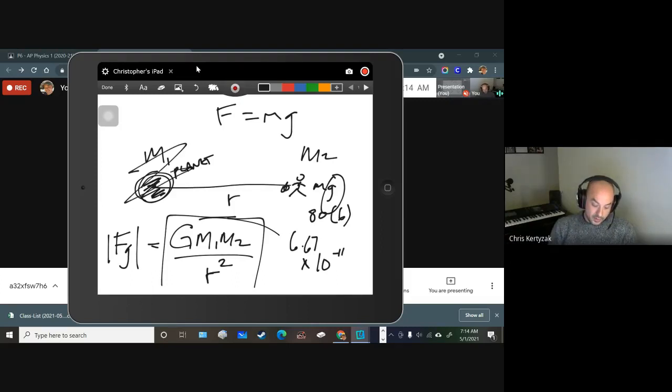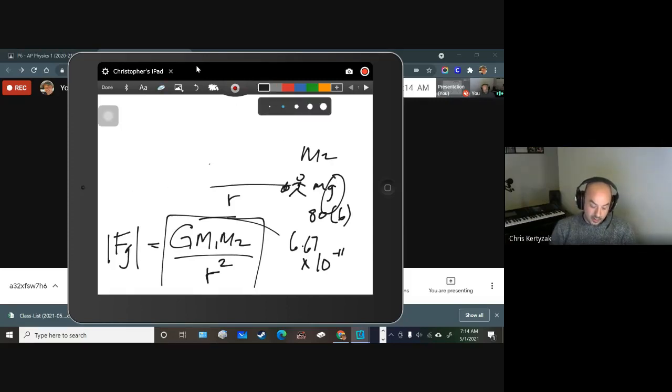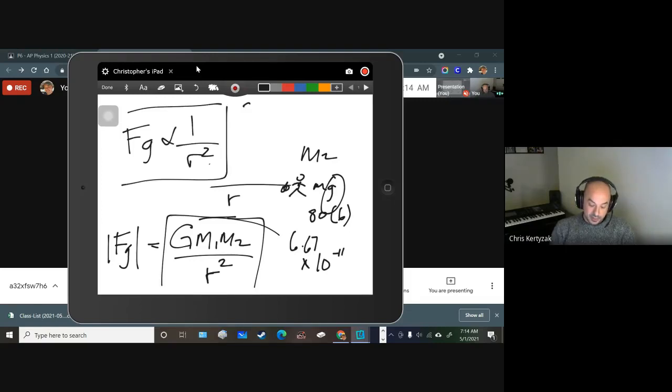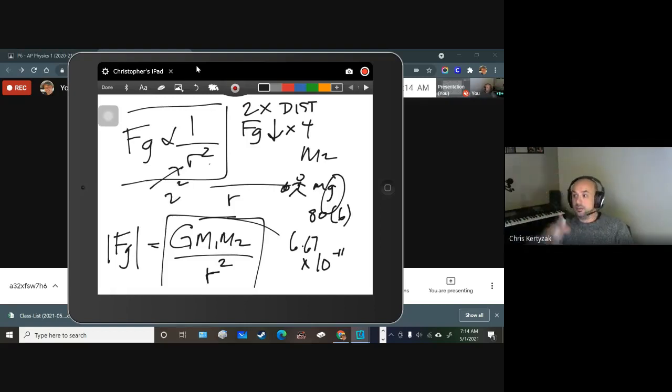Worthy of noting would be that it's an inverse square law, for sure. The gravitational force is inversely proportional to the square of the distance. That means if you double the distance between the two objects, then the gravity force goes down, right? More distance makes less force, by a factor of 4, because of this 2 squared effect. So 2 times further apart is 4 times weaker of a gravity force, or 3 times further apart is 3 squared, 9 times weaker of a gravity force, or 10 times further apart is 10 squared, or 100 times weaker of a gravity force.